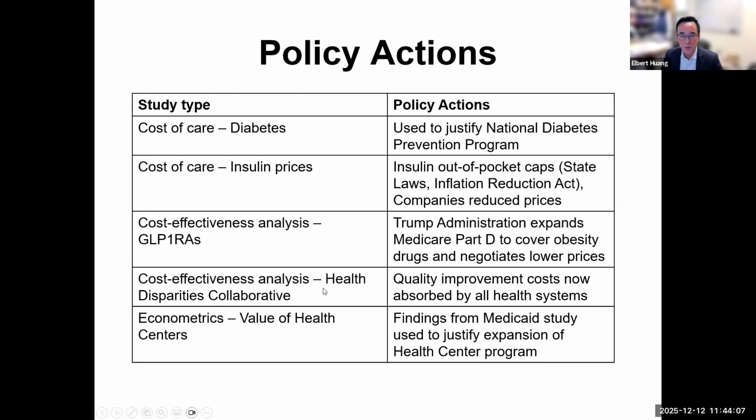The cost effectiveness analysis paper on Health Disparities Collaborative was at a time when many health systems balked at adopting quality improvement because they were worried about how much it would cost. But now quality improvement has really been absorbed by health systems as part of routine care. And the analysis that I showed you using Medicaid claims was actually used to justify expansion of the health center program towards the tail end of the Biden administration. The health centers remain an incredible value, and they're the national backbone for primary care in the United States.